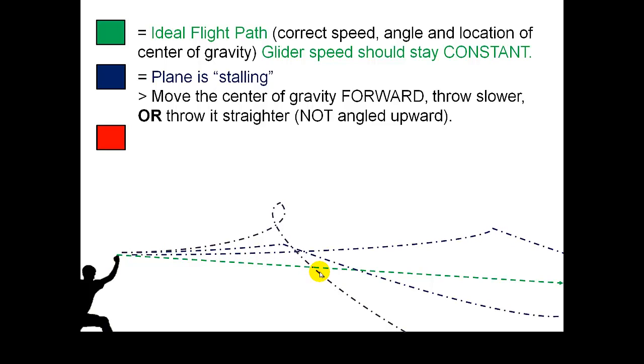If your plane is stalling, maybe you're throwing it too fast. Throw it a little bit slower. Maybe you're not throwing it straight enough, or maybe you just need to slide the center of gravity forward on your plane, which either involves moving your wings backward or your binder clip forward.